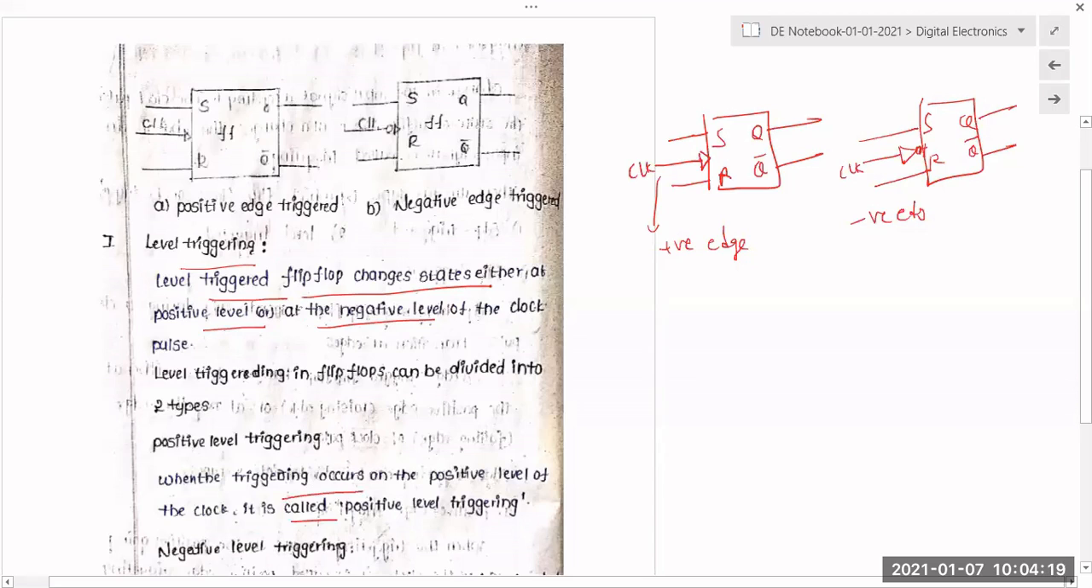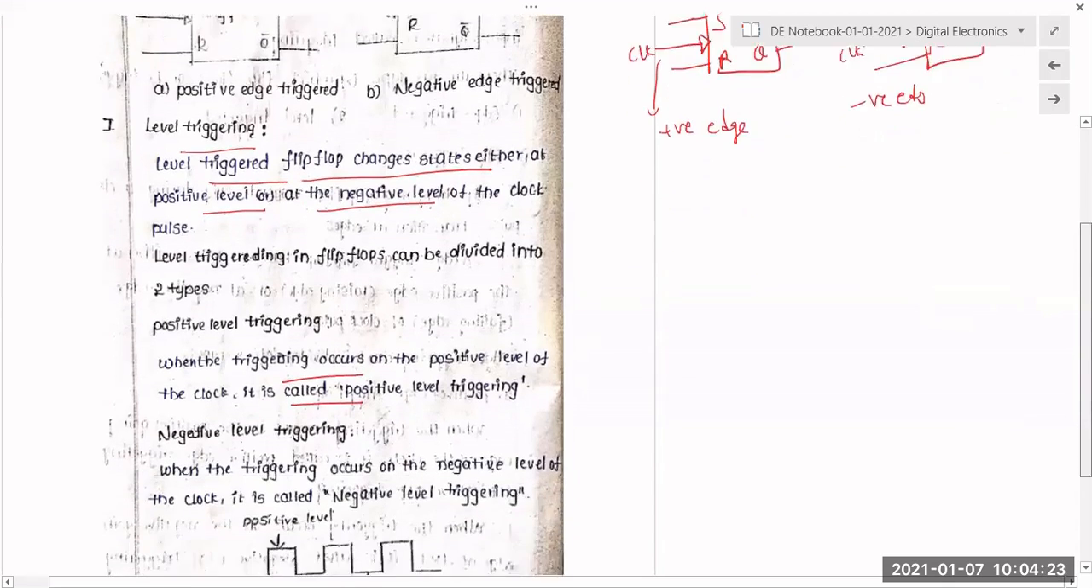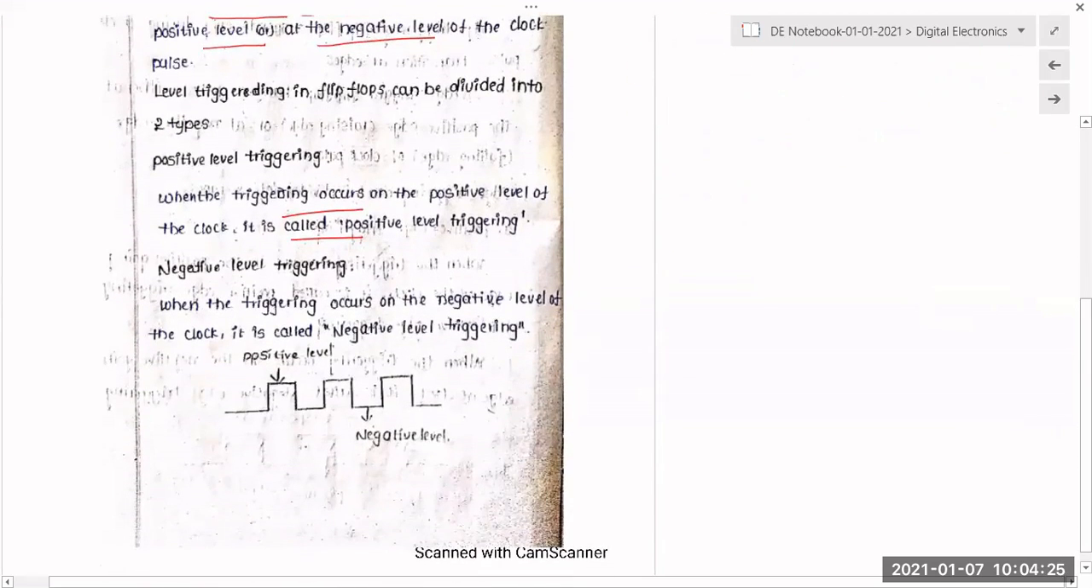Positive level triggering means the output is changing only at the positive levels. When the triggering happens only at the positive levels, that is called positive level triggering. When triggering occurs at the positive level of the clock, it is called positive level triggering. When triggering occurs at the negative level of the clock, that is, triggering happens only at the negative level, that is called negative level triggering.